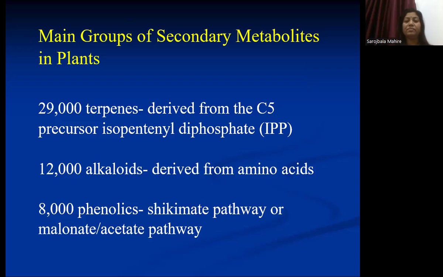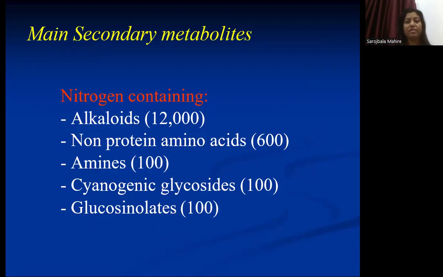There are different substances there. We have about 29,000 terpenoids derived from the five-carbon precursor isopentenyl diphosphate, IPP, and 12,000 alkaloids derived from the amino acids. 8,000 phenolics are by the malonate and acetate pathways. So first, we have seen some introduction about the secondary and primary metabolism. Now we will see in detail about the main secondary metabolites.